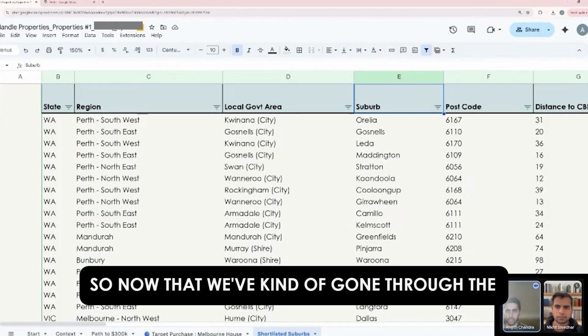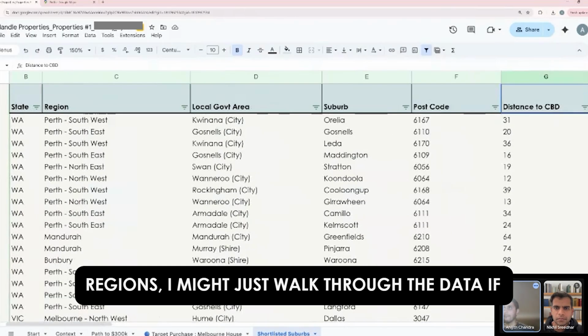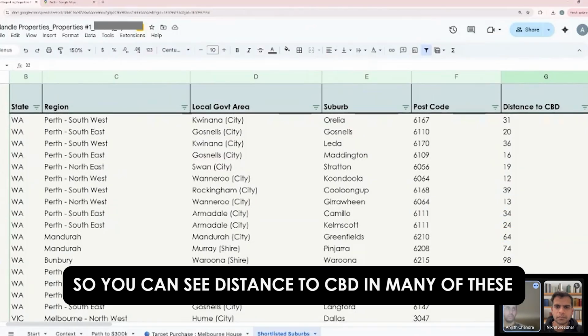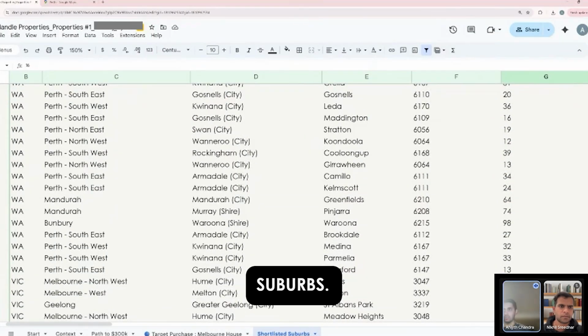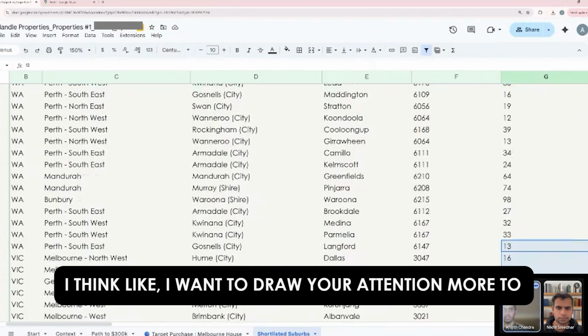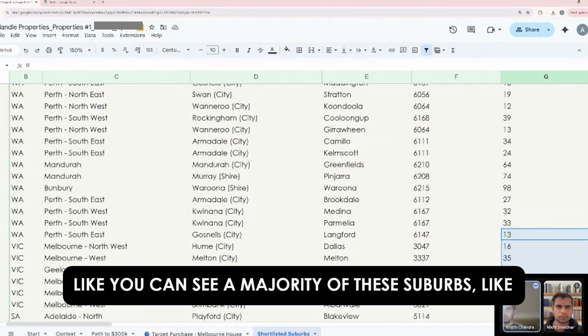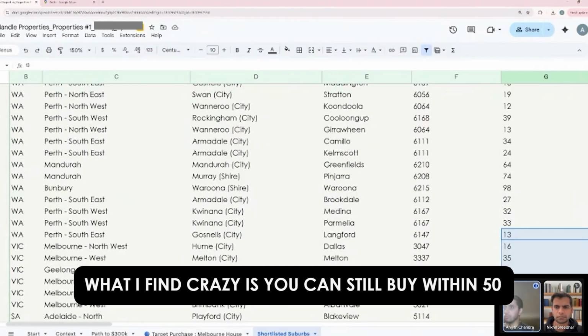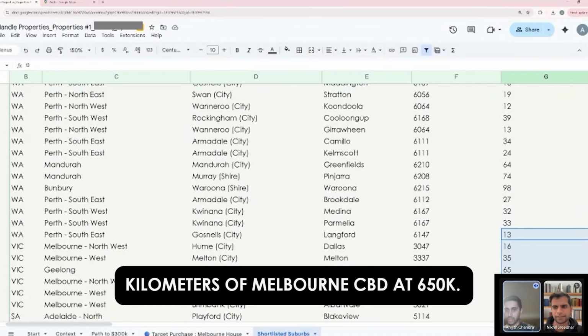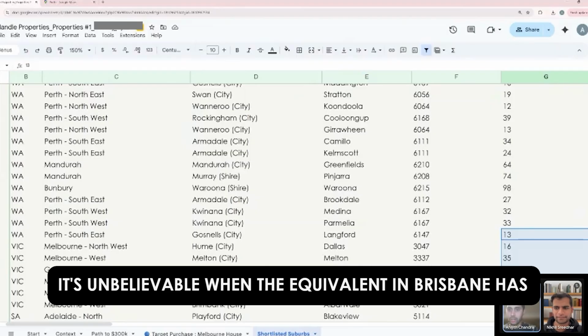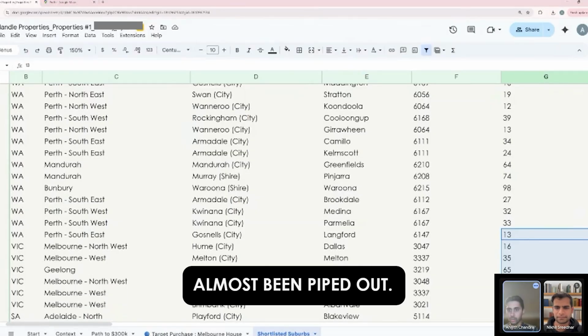So now that we've gone through the regions, I might just walk through the data, if that's okay. You can see distance to CBD for many of these suburbs. I want to draw your attention more to Melbourne. What I find crazy is you can still buy within 50 kilometers of Melbourne CBD at 650k. It's unbelievable when the equivalent in Brisbane has almost been wiped out.